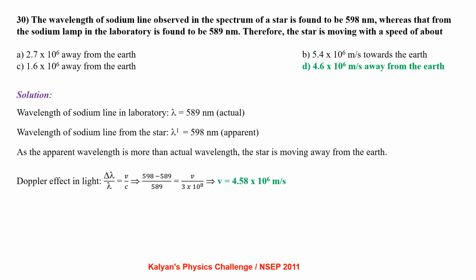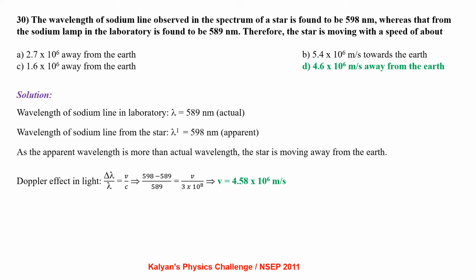The wavelength of sodium line observed in the spectrum of a star is found to be 598 nanometer, whereas that from sodium lamp in the laboratory is found to be 589 nanometer. Therefore, the star is moving with a speed of about? Wavelength of sodium line in the laboratory λ equal to 589 nanometer, the actual value. Wavelength of sodium line from the star λ' equal to 598 nanometer, the apparent value. As the apparent wavelength is more than the actual wavelength, the star is moving away from the earth.